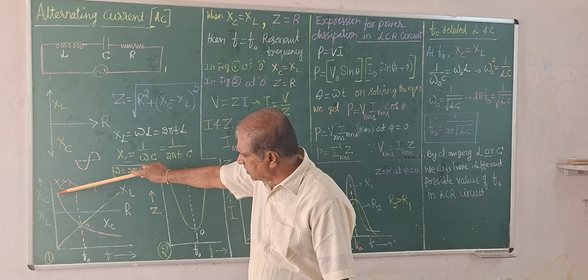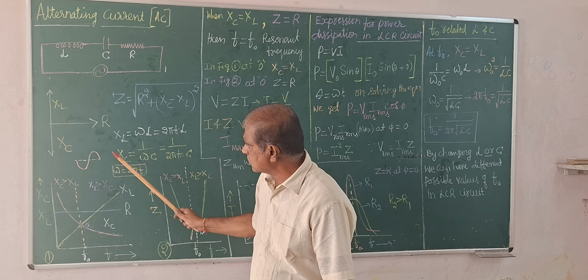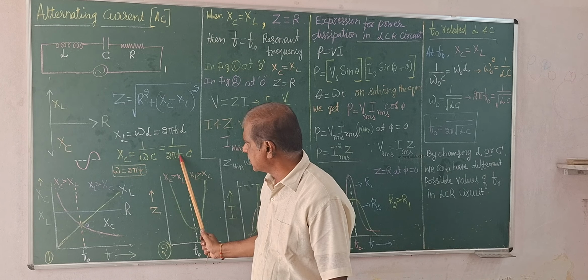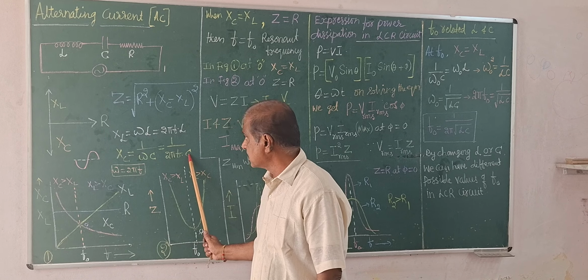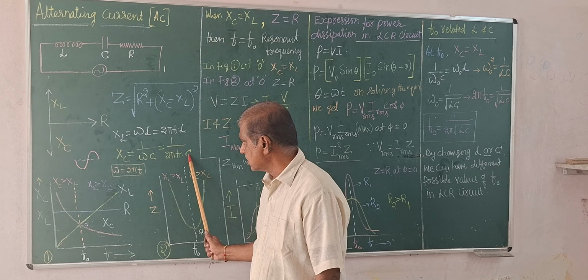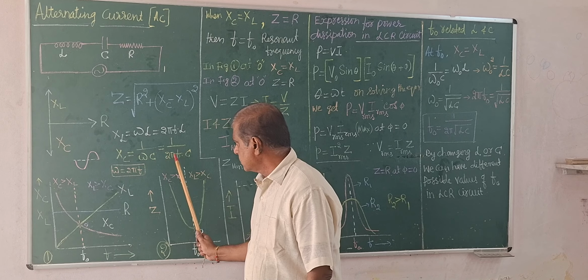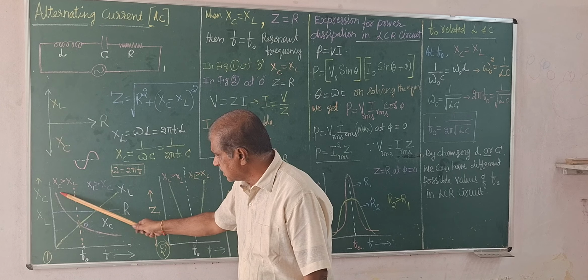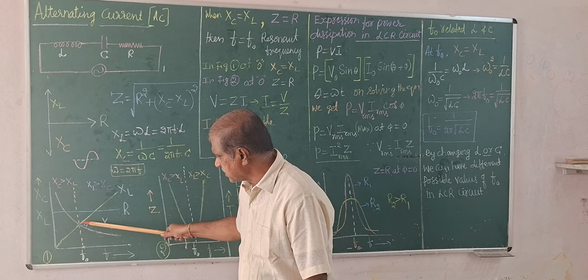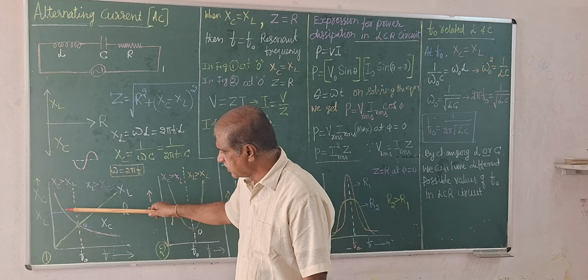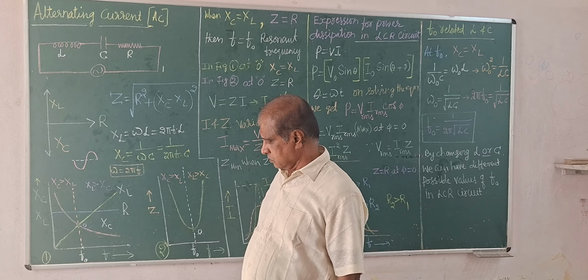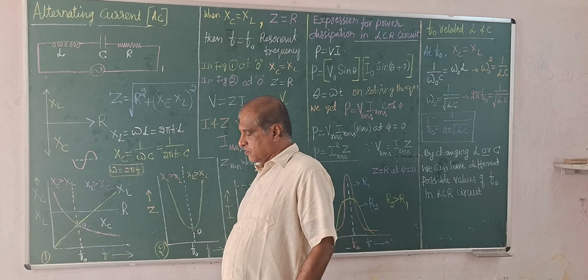This Xc, as in the equation, is inversely proportional to the linear frequency, and of course there is the capacitance of the capacitor. Inversely means Xc decreases with increase of f, but not in a straight line; it is in the form of a curve like this. That is the graph.